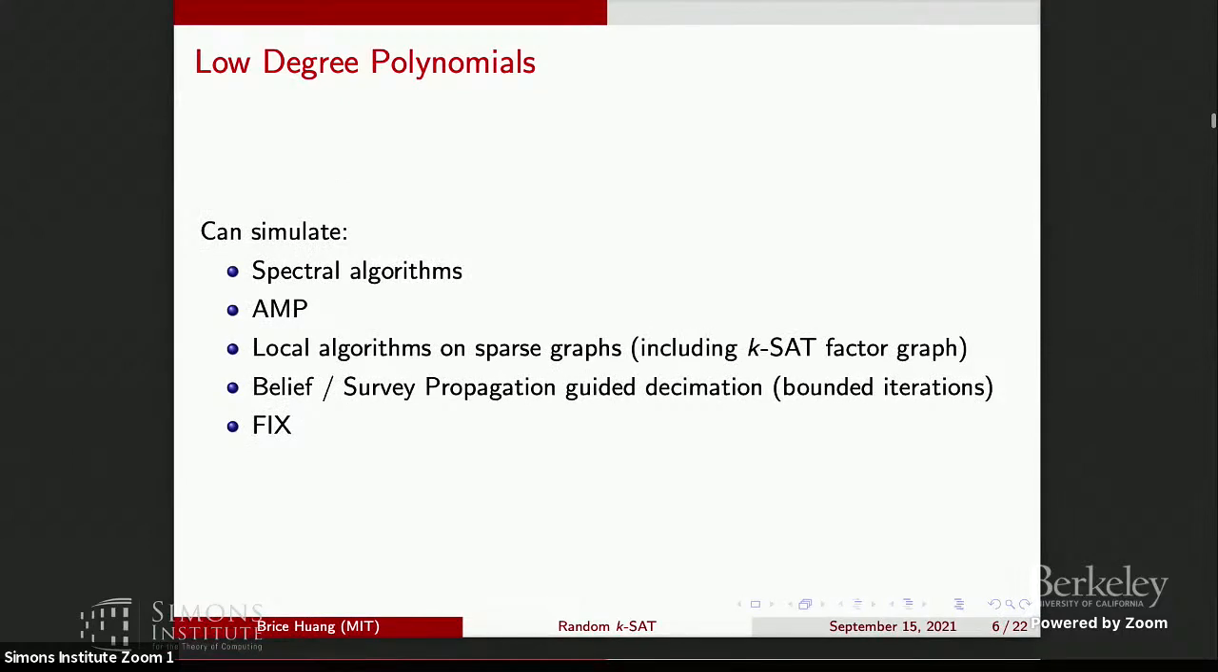So this computation class can simulate a lot of the best algorithms for random k-sat and for average case problems in general. Most notably, they can simulate Fix. So the best polytime algorithm for random k-sat is a low-degree polynomial. Moreover, there's been an emergent understanding that for a lot of statistical problems, we think low-degree polynomials are as strong as the best polytime algorithms. And because of this, a negative result against low-degree polynomials is quite strong evidence that the problem is computationally intractable.